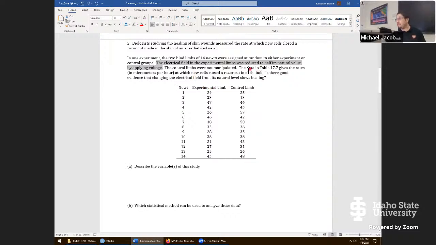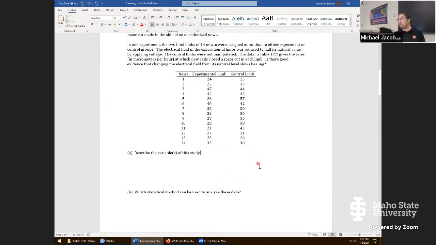The control limbs were not manipulated, and the data in the table below gives the rates in micrometers per hour at which the new cells close a razor cut in each limb. So both hind limbs had a little incision. One of the hind limbs had a voltage applied, and they're asking, would that impact the healing rate? It just sounds like a mad experiment, to be completely honest, but this is real data. They ask us, is this good evidence that changing the electrical field from its natural levels slows healing? That looks like a left tail test as a hypothesis test question, or you can decide to use a confidence interval to analyze it.